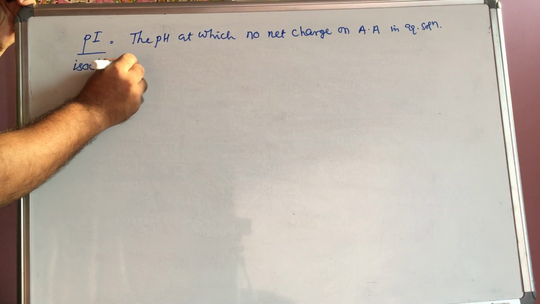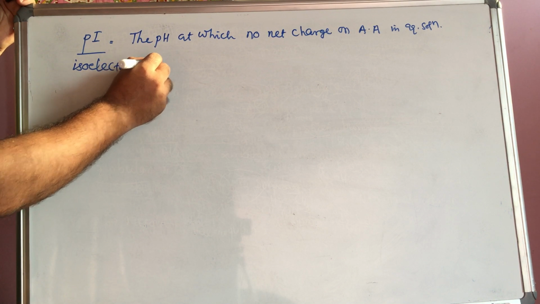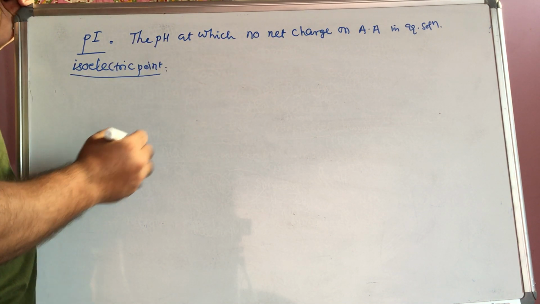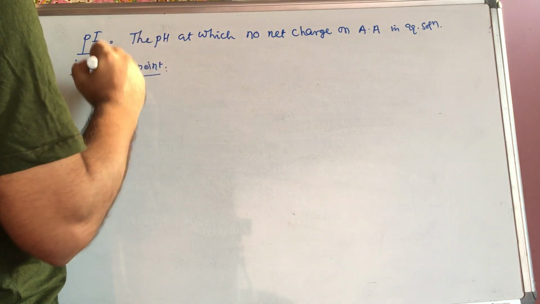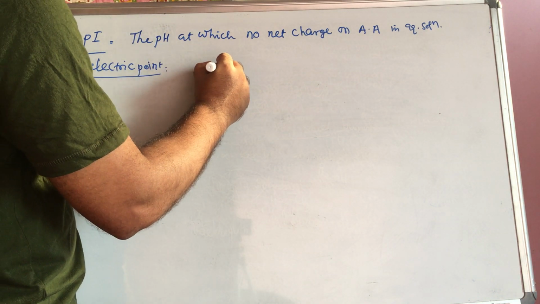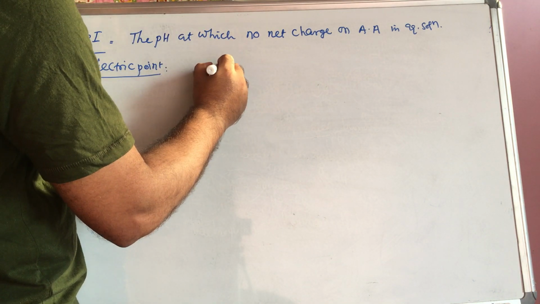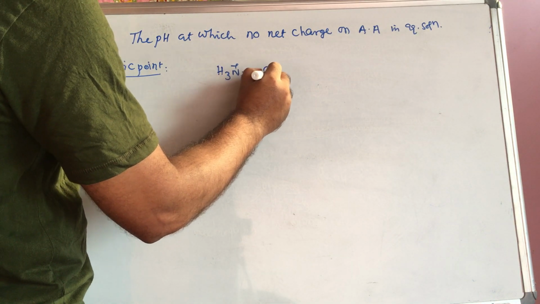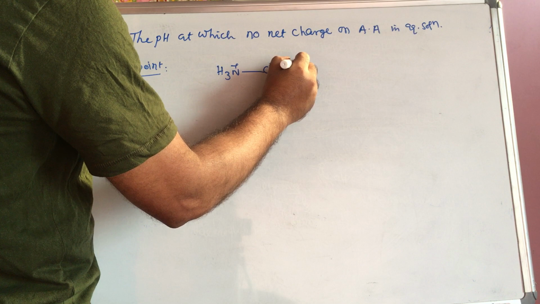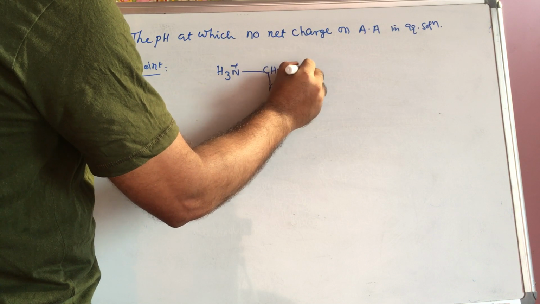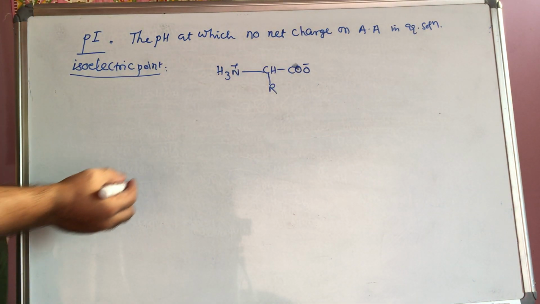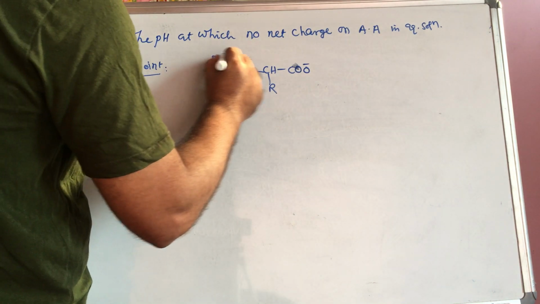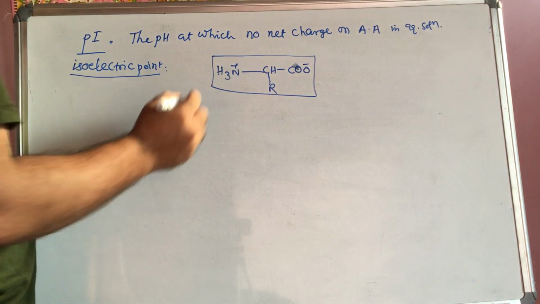Isoelectric point. It means that it exists in Zwitterionic form. Last class I have already given this. So, what is the Zwitterion? NH3+ and R here, and COO-. So it is a dipolar ion having positive and negative charge.